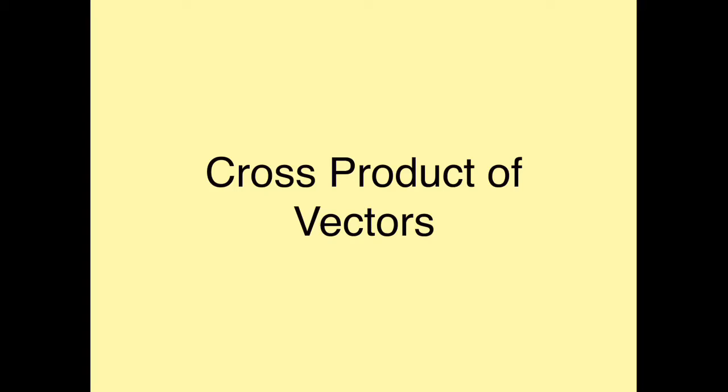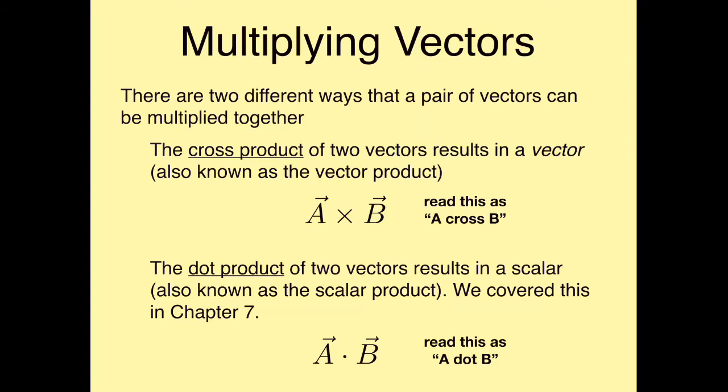In order to get there, we need to take a mathematical detour to talk about the cross product of vectors, because this is something that's going to come up time and time again in rotational dynamics. I want to remind you that there are two different ways that we can multiply two vectors. We can take the dot product of vectors, or we can take the cross product. The difference between the two is this.